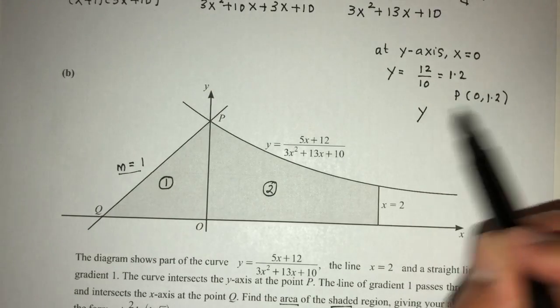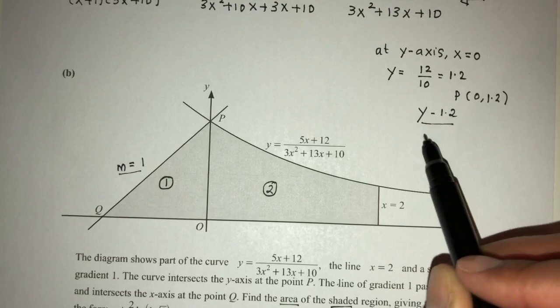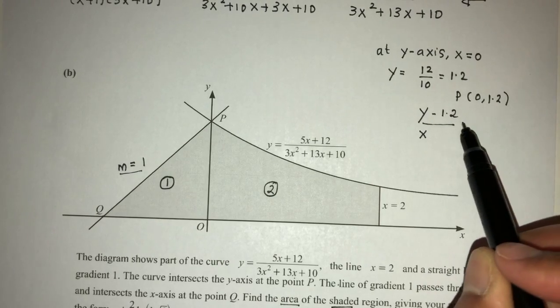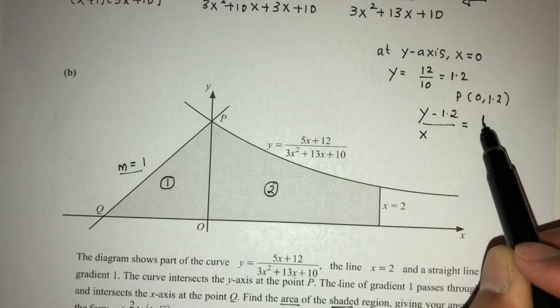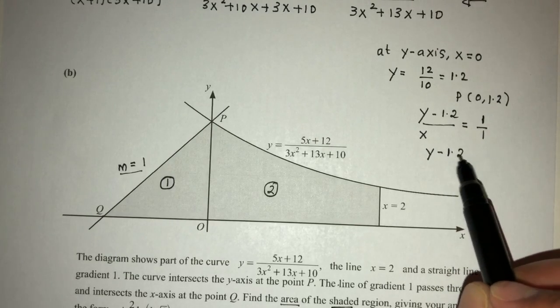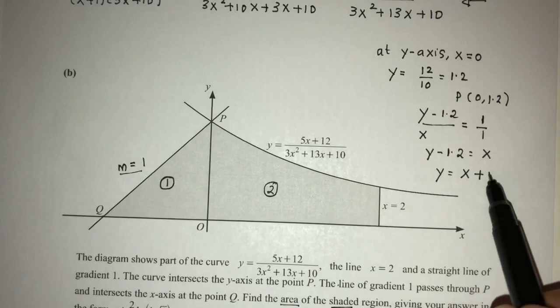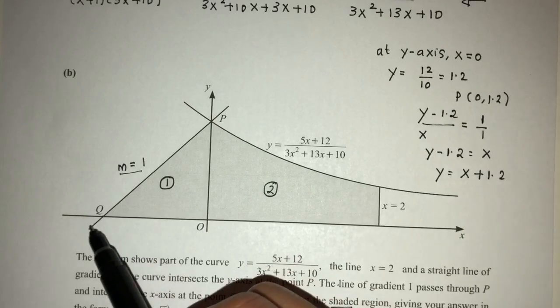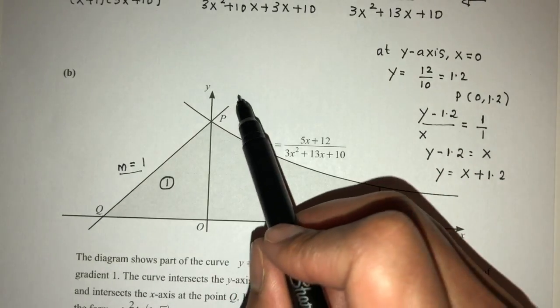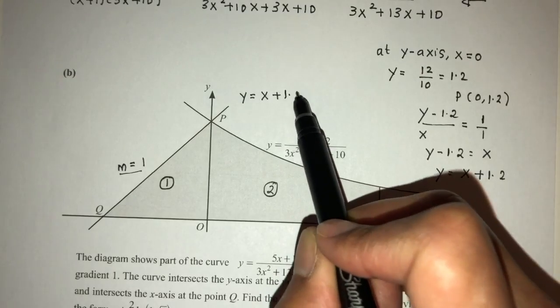So y minus 1.2 over x minus 0 will equal 1, because the gradient is 1. So cross multiply: y minus 1.2 is equal to x. So y is equal to x plus 1.2. This is the equation of this line QP, which is y equals x plus 1.2.